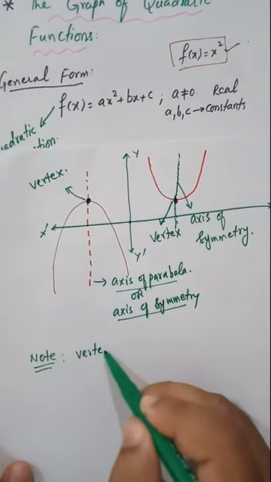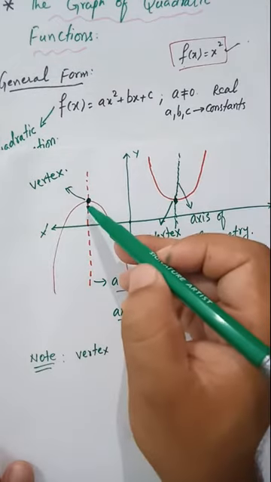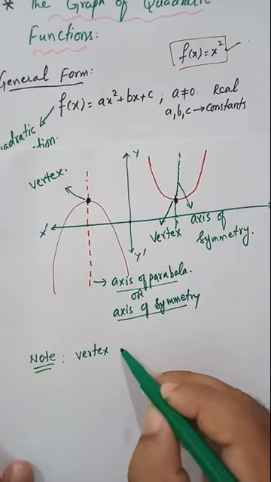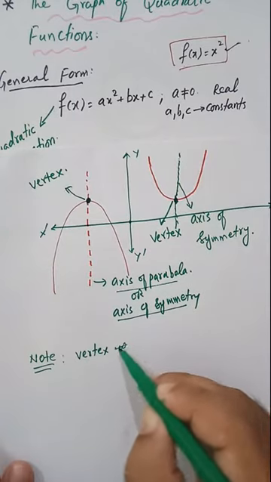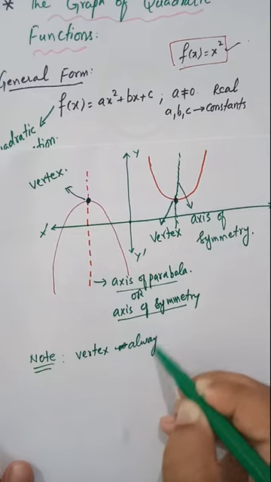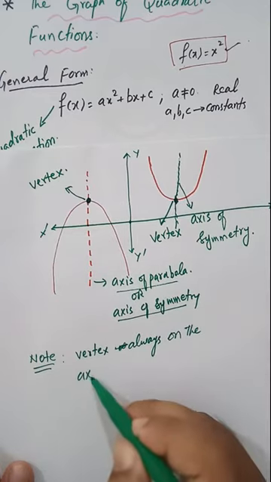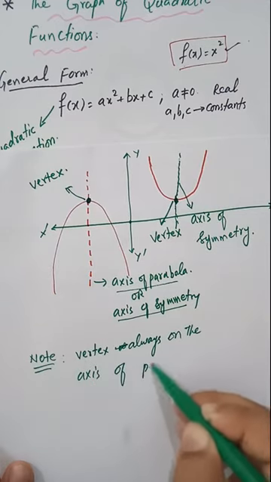Note: the vertex is actually a point having an ordered pair because it is a point of the plane. So the vertex always lies on the axis of the parabola.